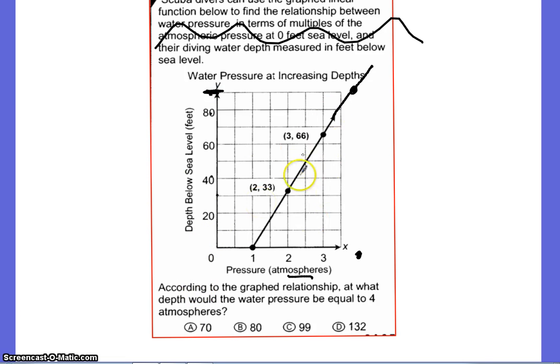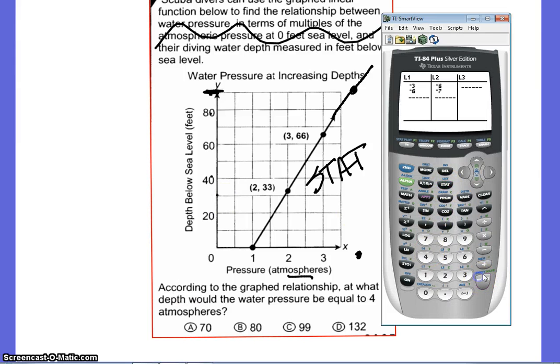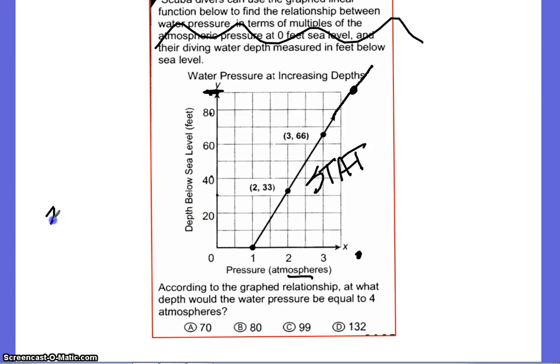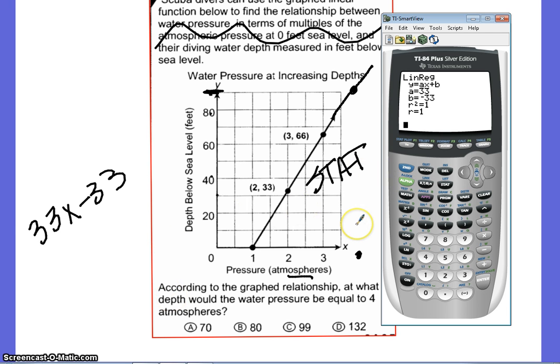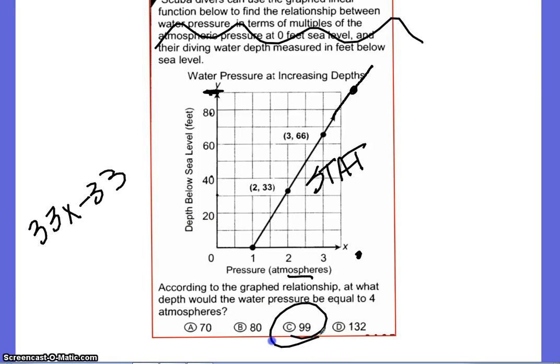Okay, none of those are working exact. What else could you do? I have 2 points. You could take them to stat. So stat, edit. My x values are 3 and 2. My y values are 66 and 33. So go stat, calc 4 because it's a straight line. We have 33x minus 33, okay? 33x minus 33, and we want x to be 4. So we're going to say at our home screen, 33 times 4 minus 33, and we get 99. There's your answer.